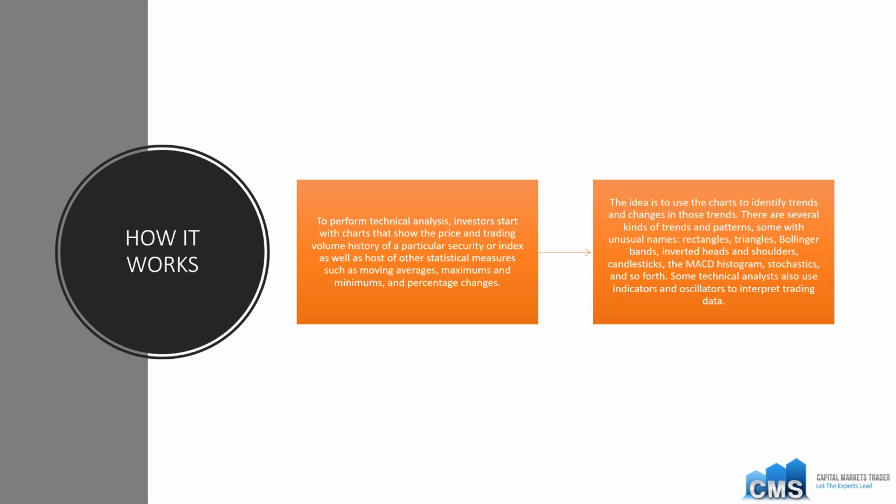So to perform technical analysis, investors start with charts that show the price and trading volume history of a particular asset, as well as a host of other statistical measures such as moving averages, maximums, minimums, and percentage change. But all of those are technical analysis. They're all formulas. The idea is to use the chart to identify trends and changes in those trends.